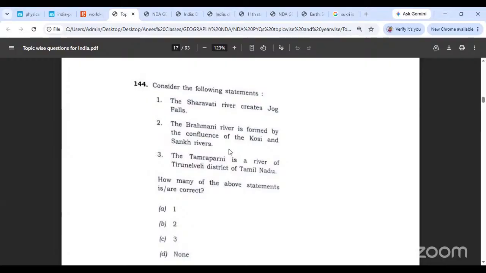Wow, that's nice. Tell me, the Sharavati river creates Jog Falls. Yes, absolutely. We had discussed this earlier. It creates those famous Jog Falls. You have those 4 streams, Raja, Rani, Roarer, Rocket. It's a famous site in Karnataka.